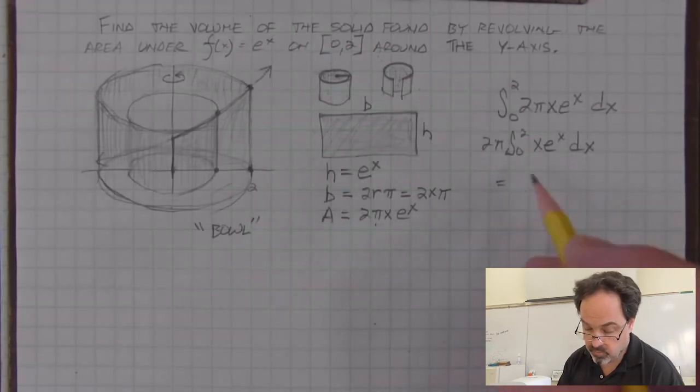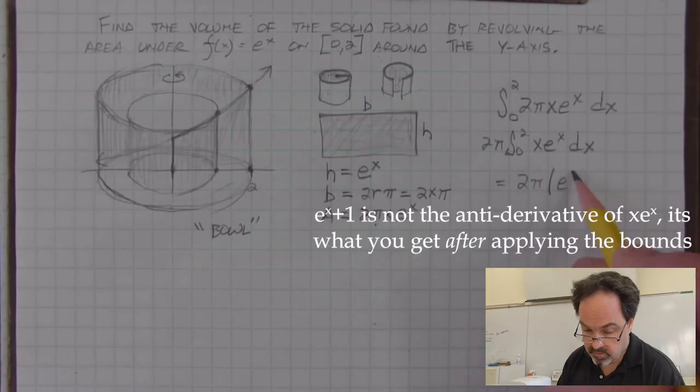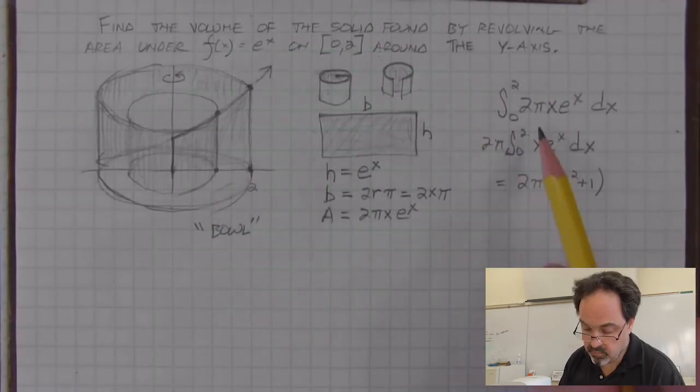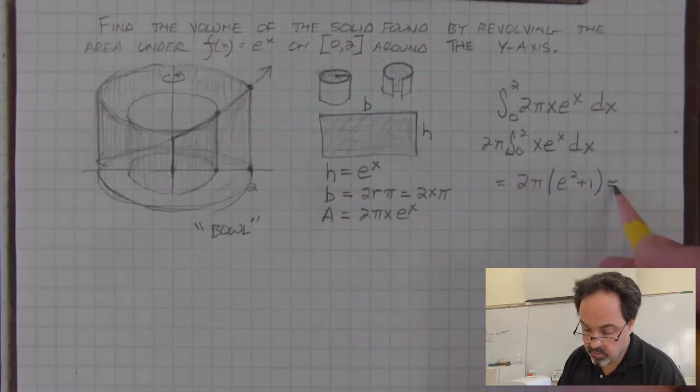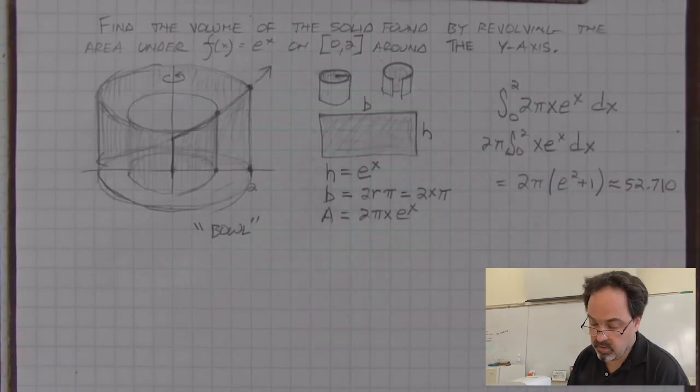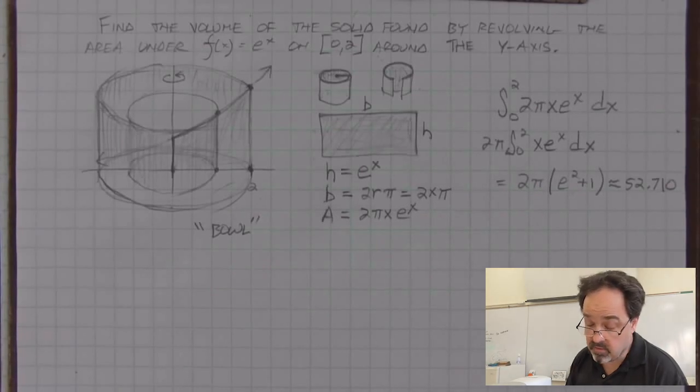In the end, we would get 2 pi times the antiderivative, e squared plus 1, evaluated at 2 and then minus evaluating the antiderivative at 0. We would get approximately 52.710. And I add the last 0 to show that this has been rounded to the nearest thousandth.